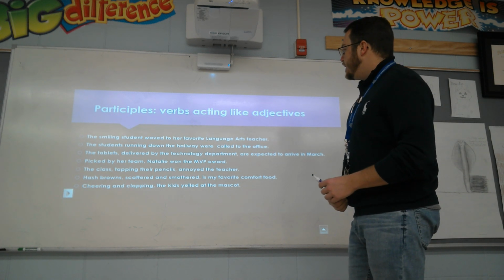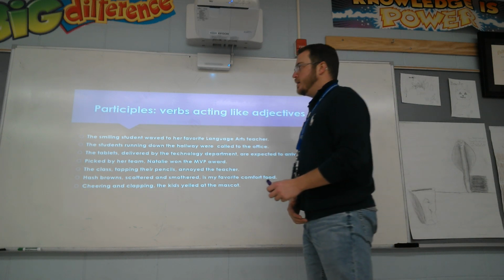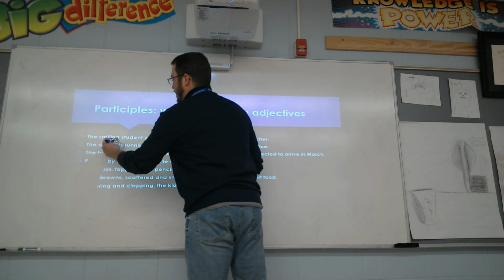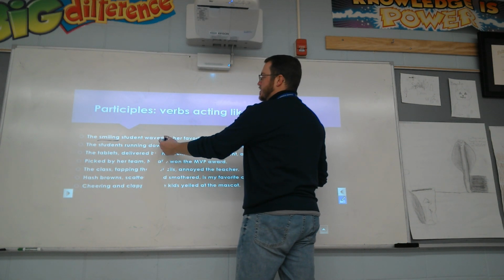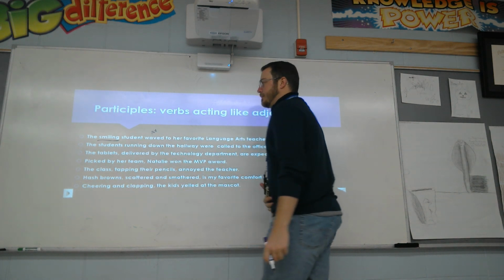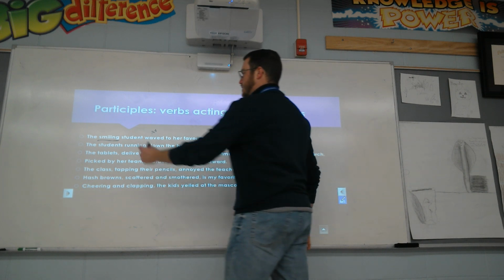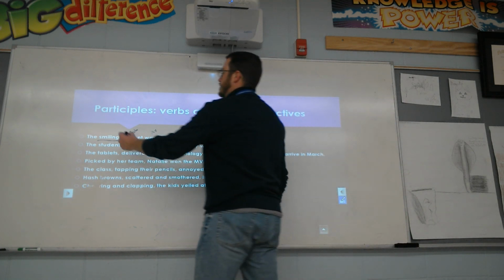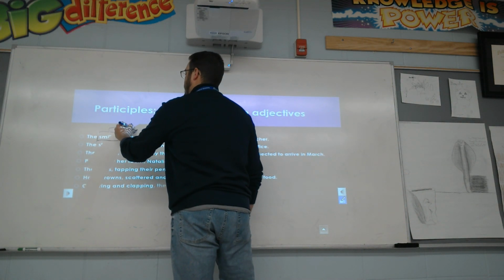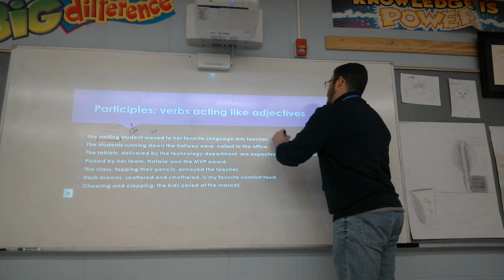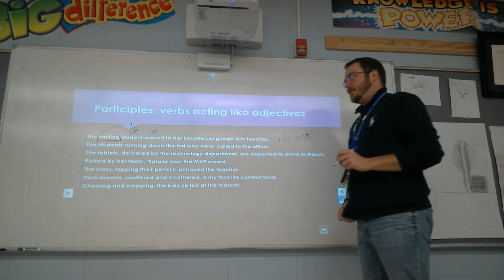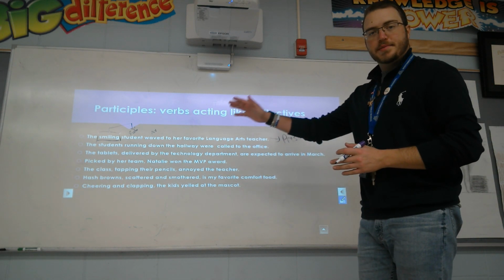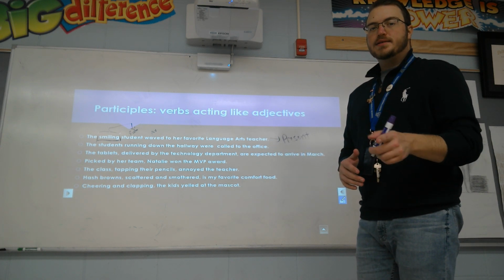The smiling student waved to her favorite language arts teacher. Now, do we have an ing word or an ed verb? Yes, we do. We have an ing word, and an ed word, but that is our main action verb. Student is our subject. And what was the student doing? The student was smiling. So smiling is describing the student. That makes this a present participle, and it's not a gerund because we're not talking about smiling as a thing. We're using the word smiling to describe a student. So that's the big difference there.